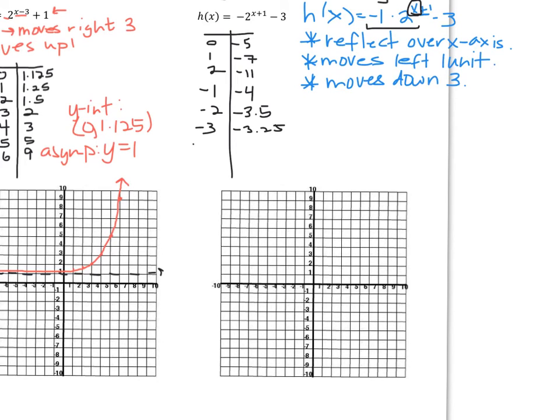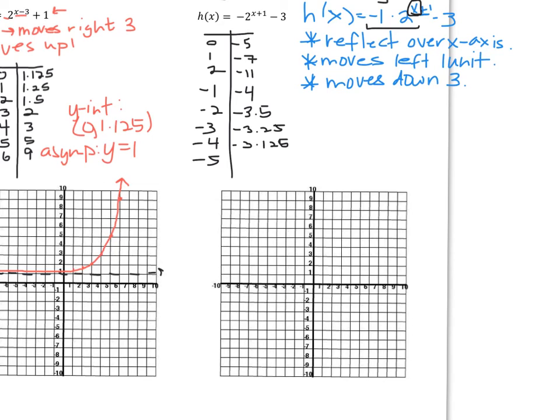Keep going. Negative 4. If we plug in negative 4 plus 1, we get negative 3. 2 to the negative 3 would be 1 over 2 to the positive 3, or 1/8. Times negative 1 would be negative 1/8. Minus 3, negative 3 and 1/8, or negative 3.125. Can you guys kind of tell that it's tapering off a little bit? The numbers aren't getting bigger faster. Let's try one more. This will kind of solidify it for us, I think.